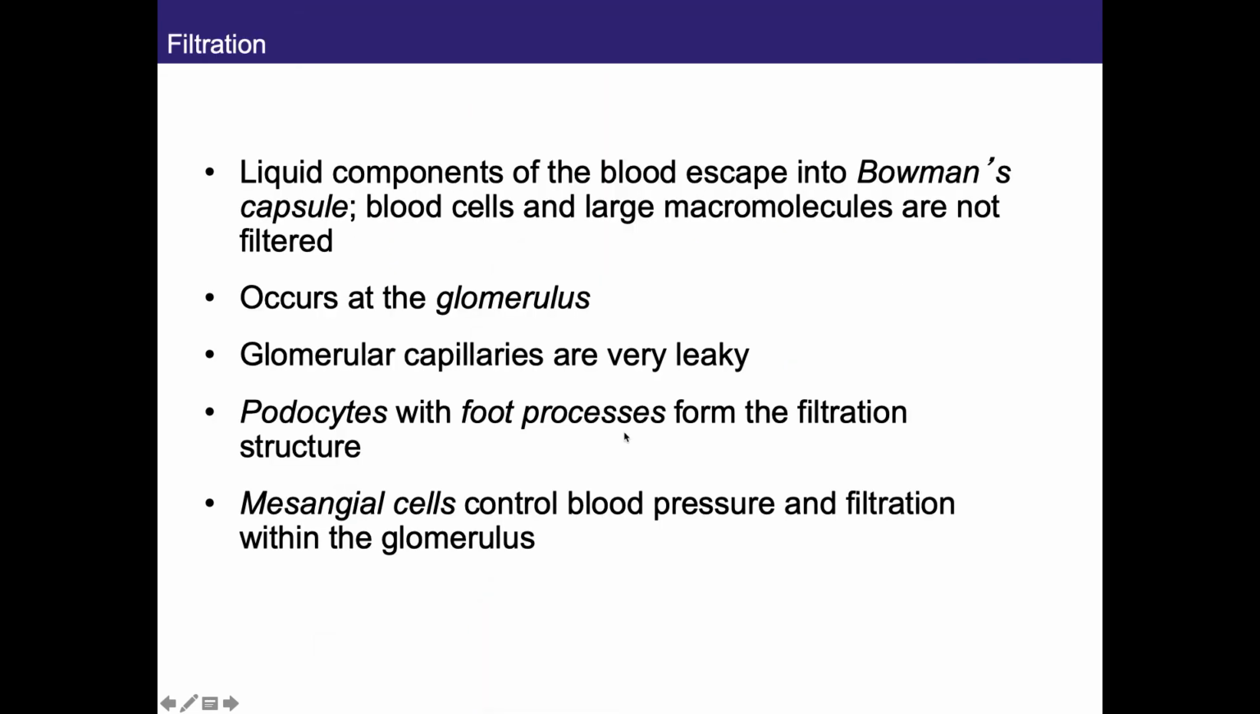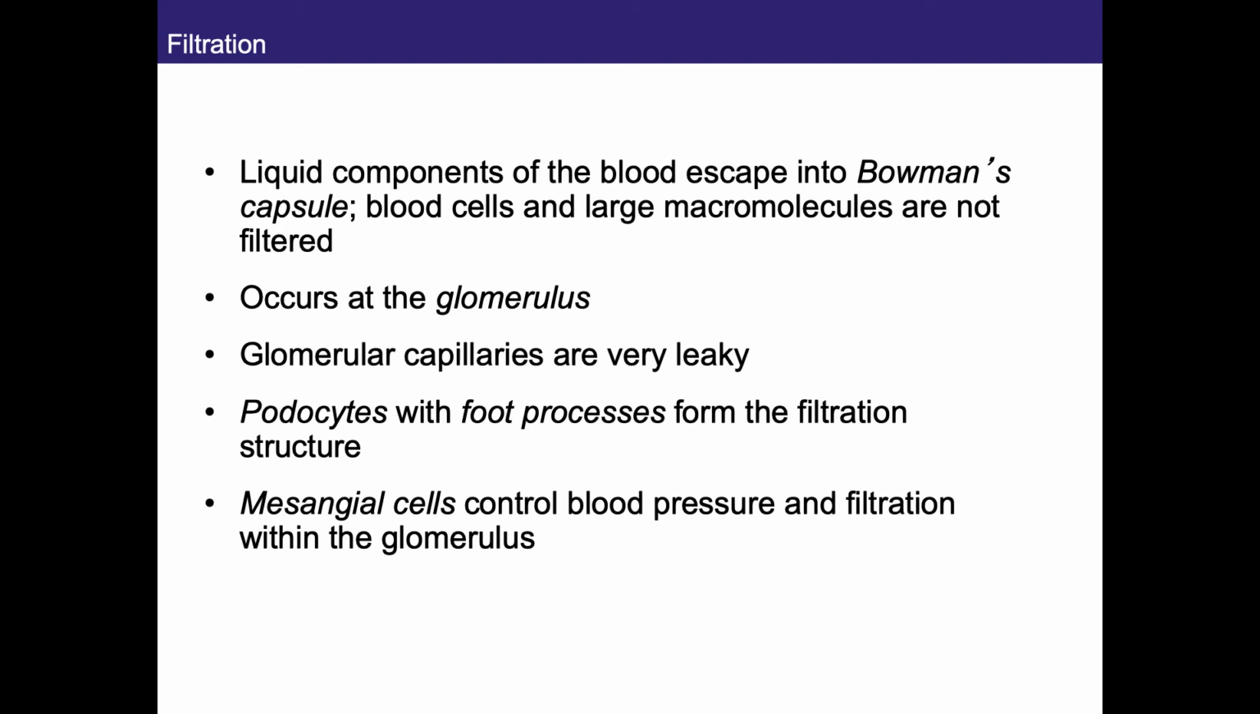All right, so again, some terms, right? Here is some text to help you with summarizing what I just talked about. Liquid components of the blood, plasma, escape into Bowman's capsule, but the bigger blood cells and larger macromolecules like albumin are not filtered. They actually stay in the capillary. So this only occurs in the glomerulus because these glomerular capillaries are very leaky. Now, I'm going to bring you back to the cardiovascular section. Remember, these are fenestrated capillaries. Fenestrated. And that's why they're leaky.